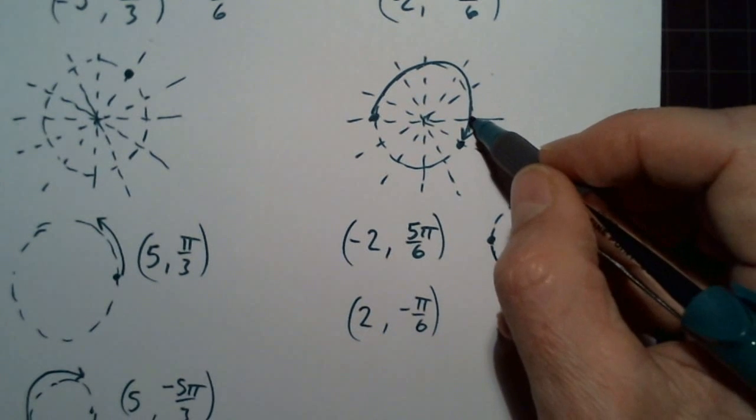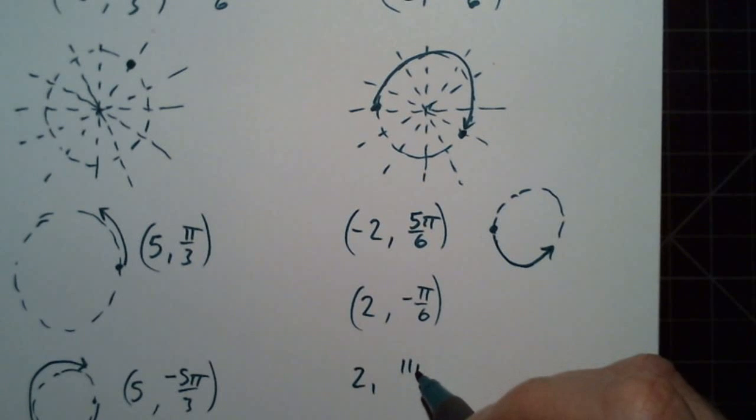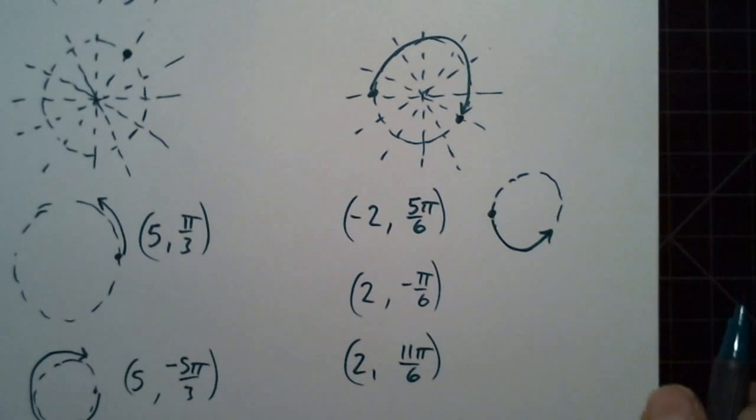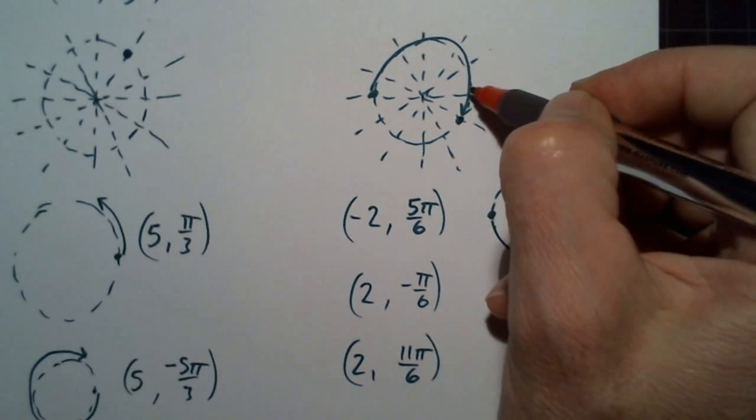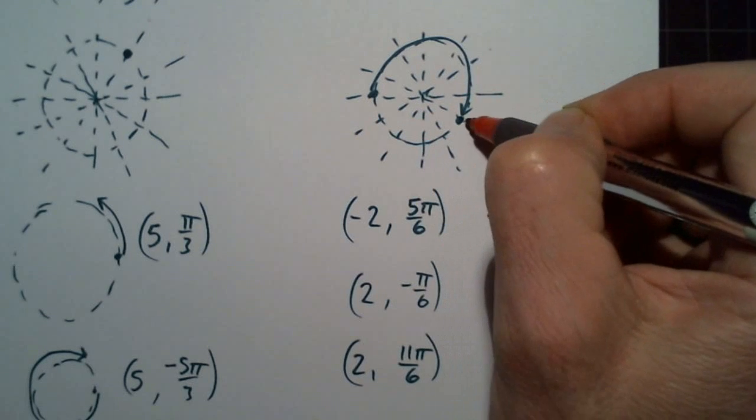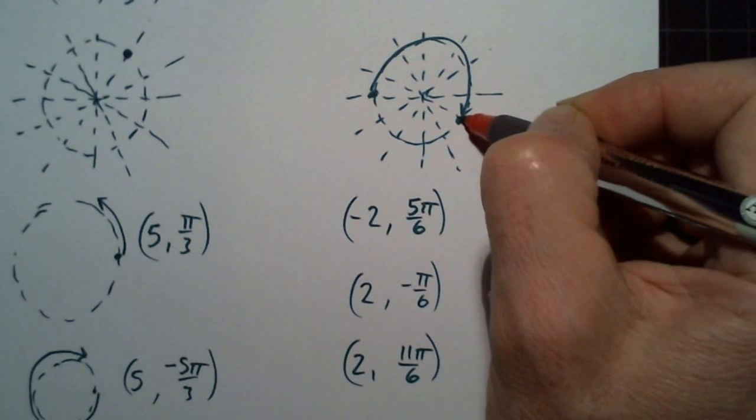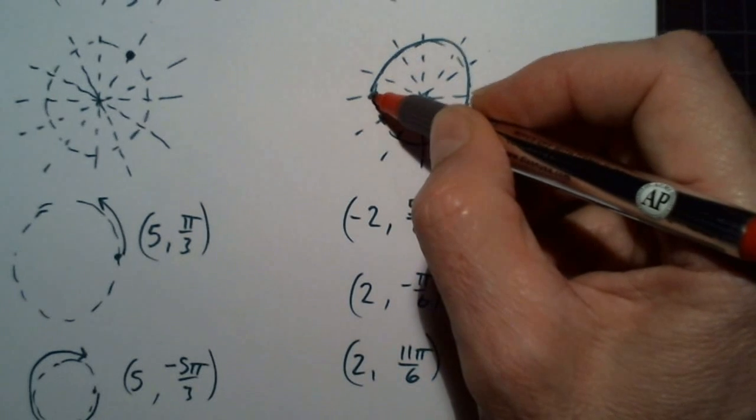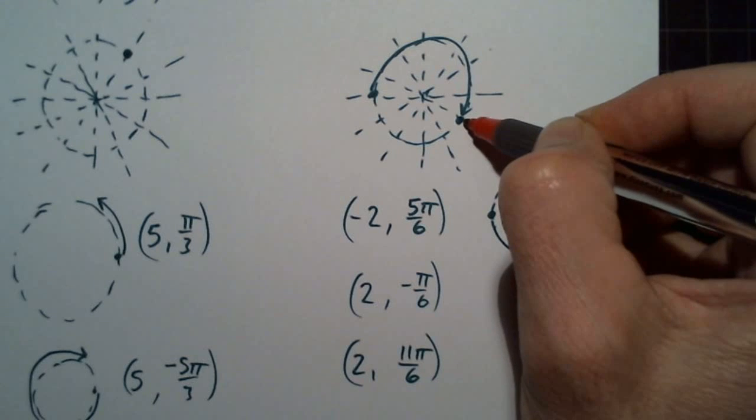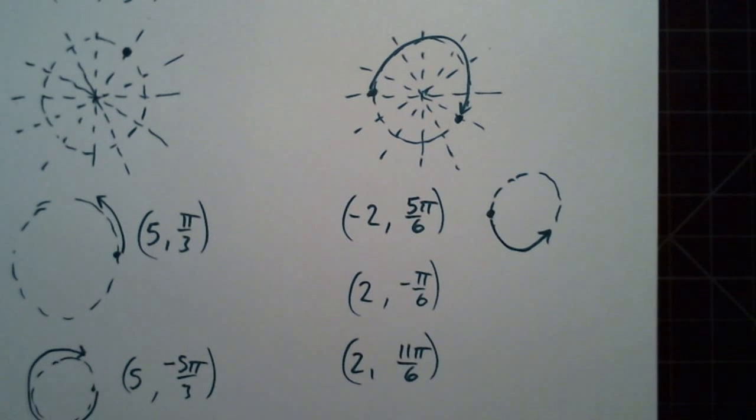And we can also start at positive 2 and go 11 pi over 6, positive 2, 11 pi over 6. So if you start at 2, 1, 2, 3, 4, 5, 6, 7, 8, 9, 10, 11, it ends right there. Or we could start at 2 and go negative 1. Or we could start at negative 2 and move positively 1, 2, 3, 4, 5. And that's how we got that one. And that's the end of this video.